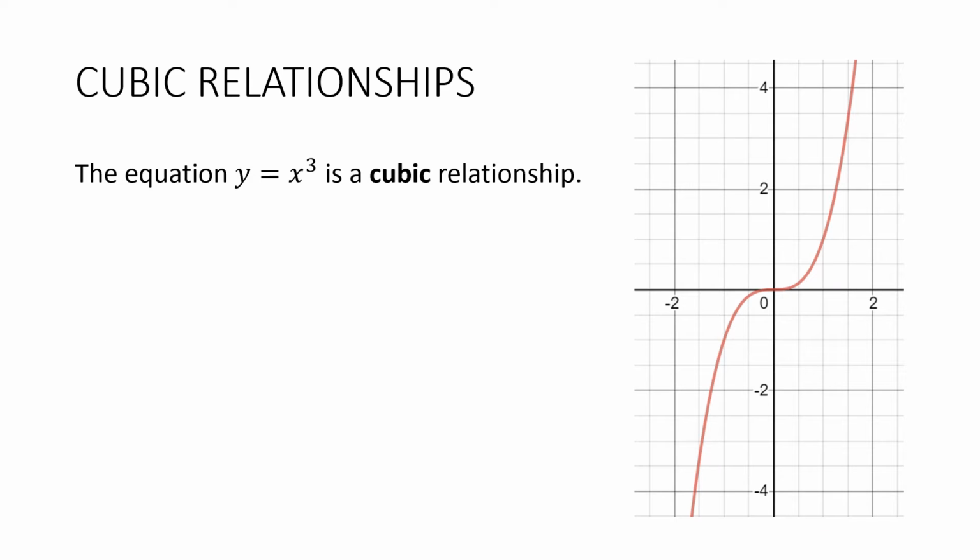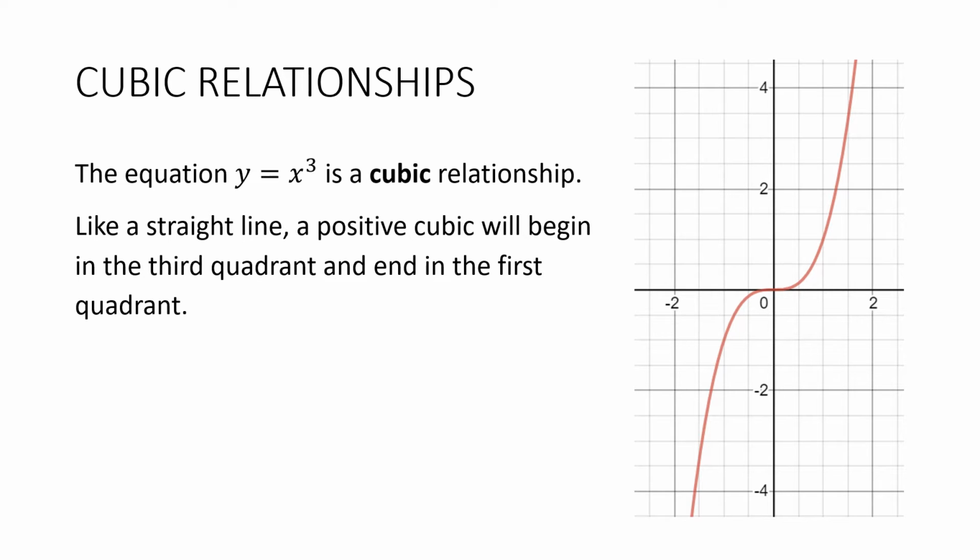Let's start with cubics. The equation y equals x cubed is a cubic relationship. We can tell that because the highest power of x is a 3. Now when we graph this, it's going to be a little bit like a straight line in that it will start in the third quadrant and end in the first quadrant. But unlike a straight line, it's going to be a curve. It's going to come up through here and then turn through 0, 0. Sometimes we call this a dog leg.